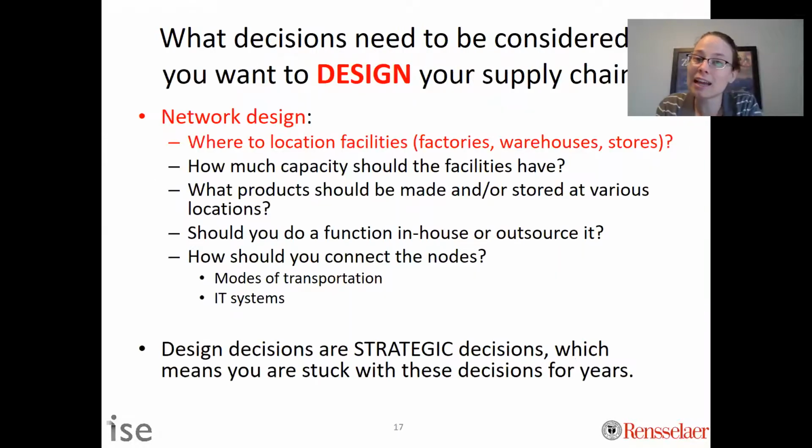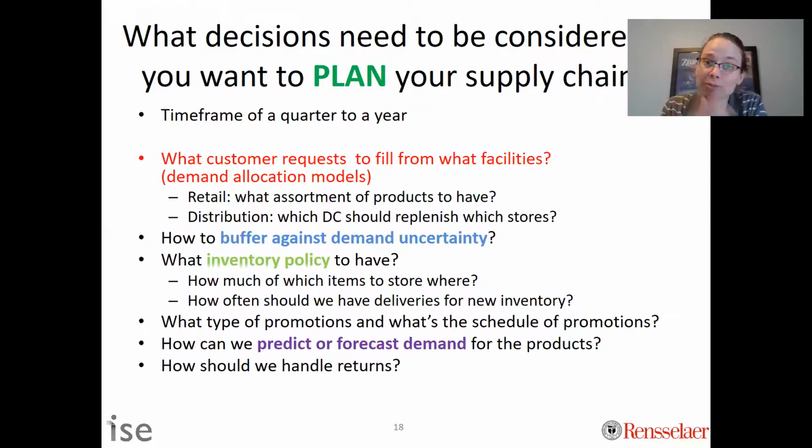So when you think about designing, the main design question we thought about is network design. So where to locate facilities, that could be factories, warehouses, stores, etc. But once we make those decisions, we're usually stuck with them for a bit of time. From a planning perspective, in fact, a lot of the class was on planning, right? So we thought about once we have facilities, how do we allocate demand to them? We thought about ways to buffer against demand uncertainty. We could use inventory, we could use time, we could use capacity or money. We thought about inventory policies, so how much to store where and when to make deliveries.